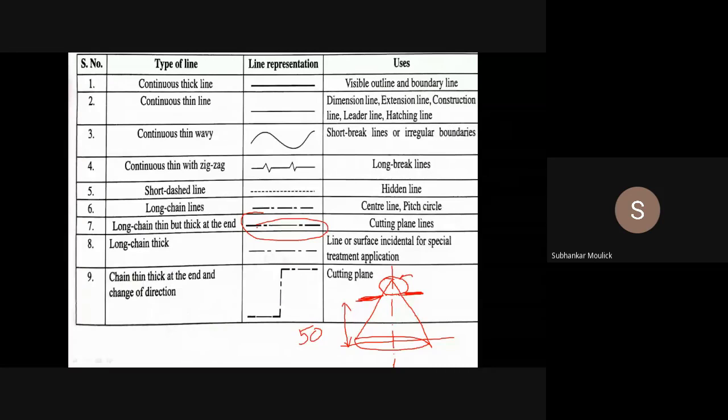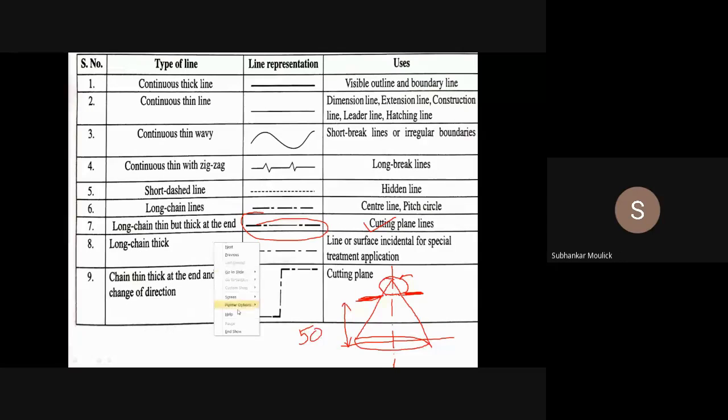Now, is it clear to all of you? Yes, sir. We will be requiring this cutting plane line in the third assignment. That means after cutting any object, what is the shape of that object? What is the top view of the object, the front view, the left hand side view, the right hand side view, after cutting that object at some angle, or parallel to the x-axis or parallel to the y-axis, and so on. Is it clear?